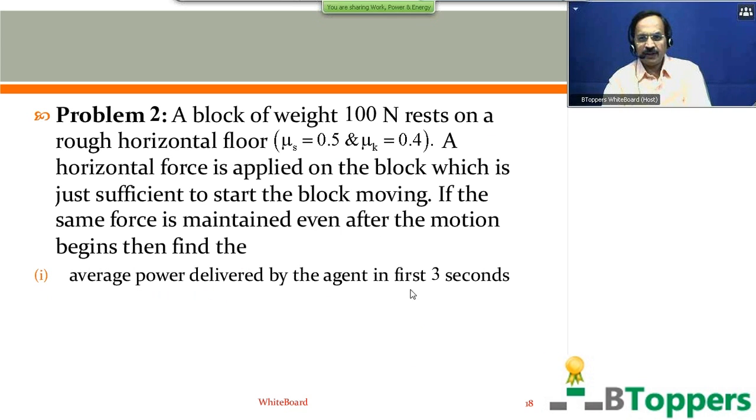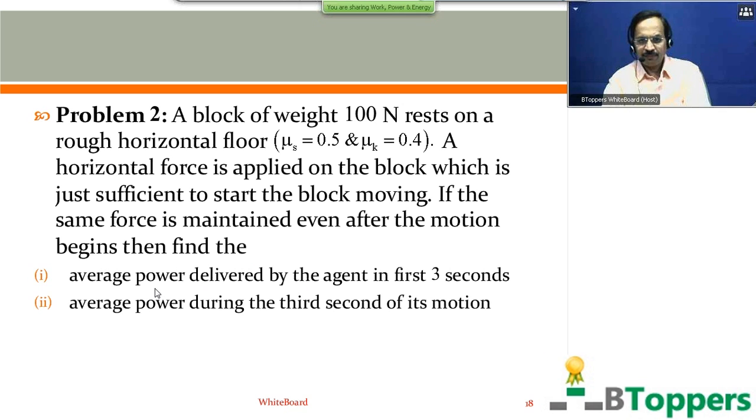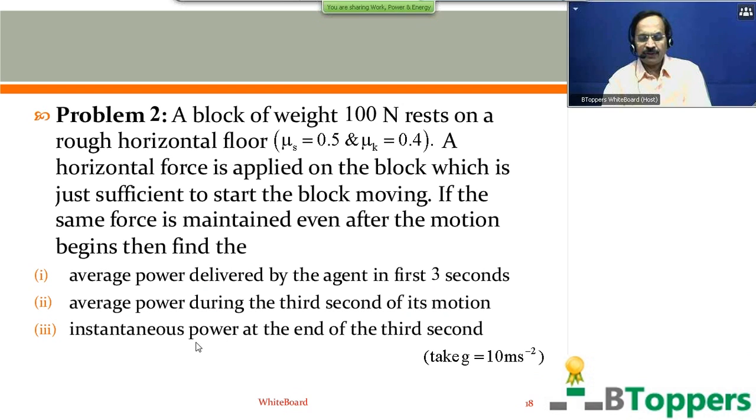the average power delivered by the agent in the first 3 seconds. Second part of the question: average power during the 3rd second of its motion. Third part of the question: instantaneous power at the end of 3rd second. Take g as 10 meter per second square. Copy down the information.